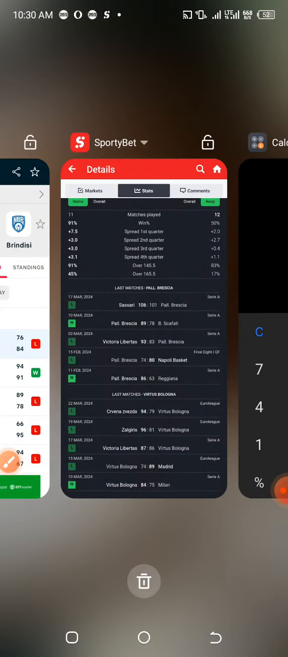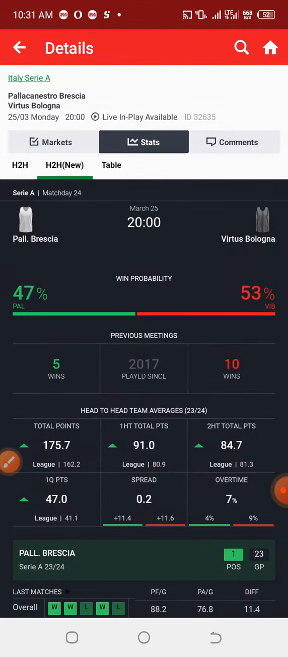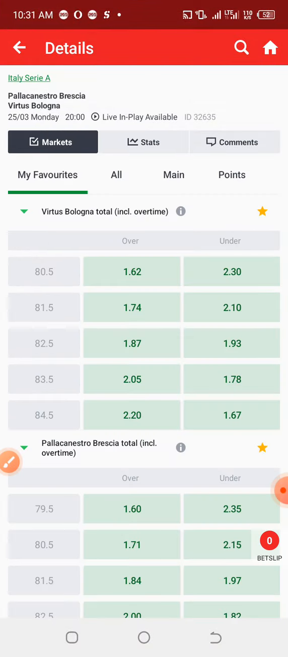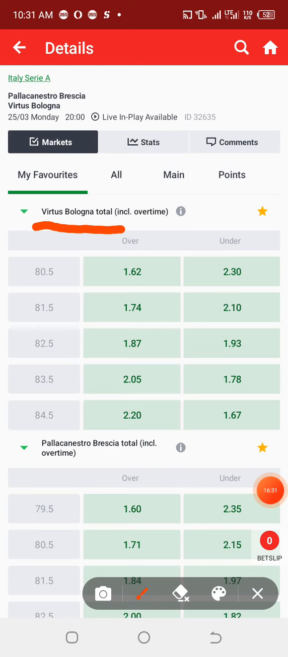Now let us go and see if we can predict this particular game at 79. Let's see. So this is the away team, that is Virtus Bologna, and unfortunately we are having 1.62 here as over 80.12, and don't forget your target prediction is over 79.5. Now these particular bookmakers are not providing the market, so always avoid things like that.